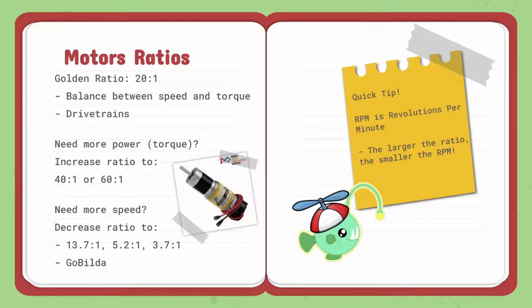So there are a bunch of different motor ratios, but the main one is the golden ratio, which is 20 to 1. The reason why this is the golden ratio is because it's the perfect balance between speed and torque, and it's mainly used for drivetrains. If you need more torque, you want to increase the ratio to 40 to 1. We use this specifically in intakes if you need more power. And if you need more speed, you want to decrease the ratio: 13.7 to 1, 5.2 to 1, 3.7 to 1. And these are ratios for GoBuilda.